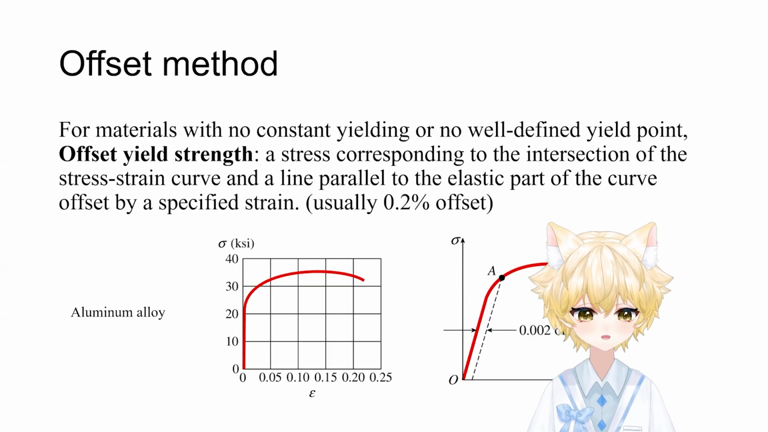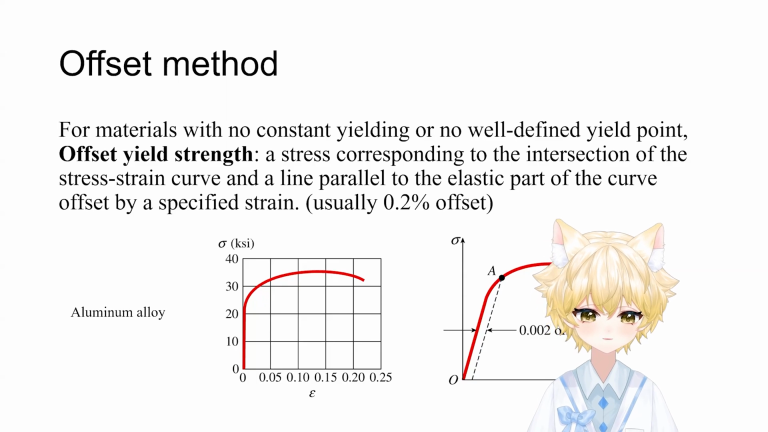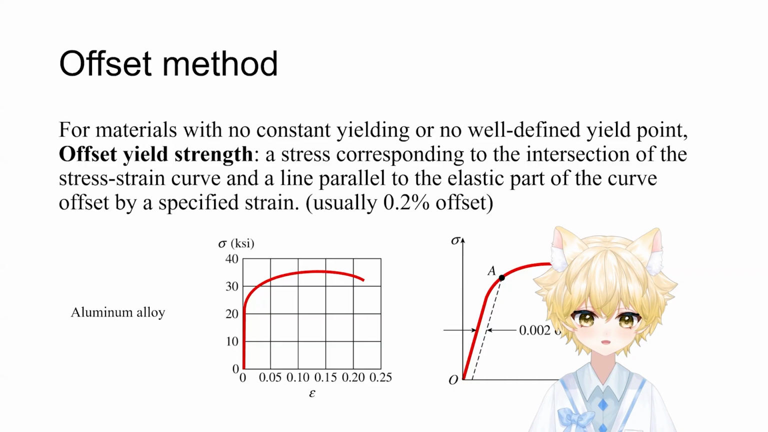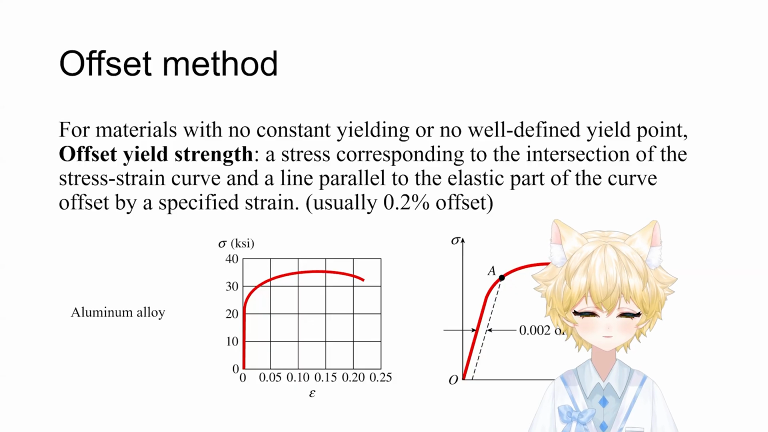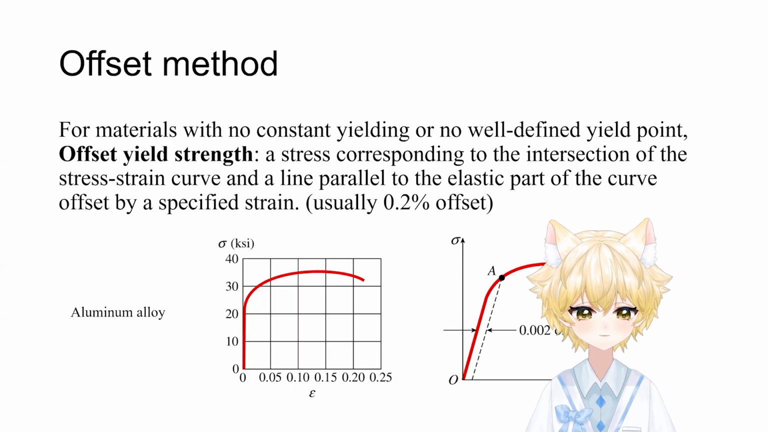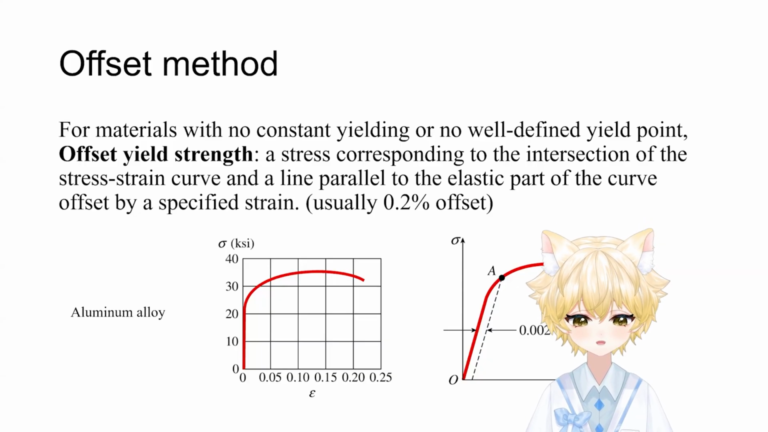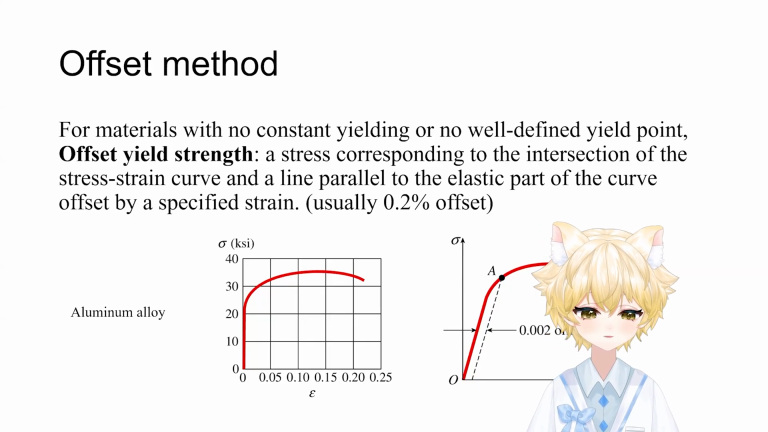But here is the reality. Most materials are not so cooperative. On the left, we have the stress strain curve for an aluminum alloy. Notice the difference? There is no sharp transition. It curves over gradually. It transitions from elastic to plastic behavior so smoothly that if I ask you to point to the exact spot where the yield begins, you'd just be guessing, right?